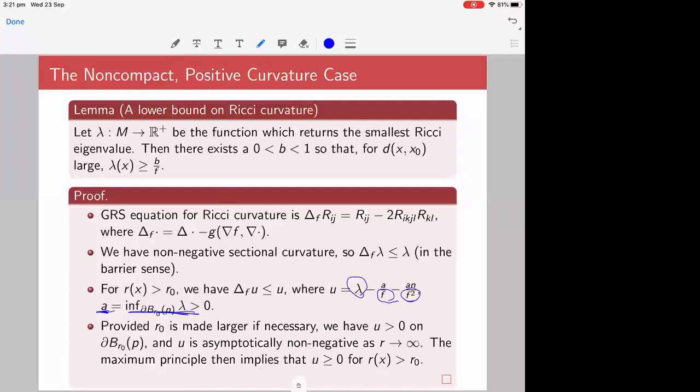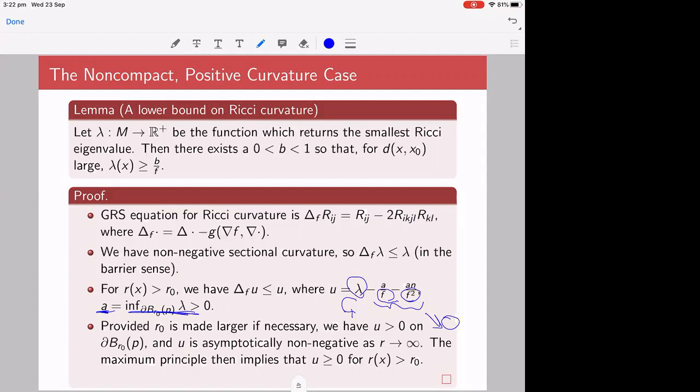So what that means is that, since f is getting really, really large, provided we're far enough away, u is also going to be strictly positive on this boundary. Okay, so we've now got a function u that's strictly positive on the boundary of some ball. And in the limit, we don't really know what u is, but remember it's equal to something which we know is positive, minus some things which we know are going to 0. So asymptotically, that means u actually has to be non-negative.